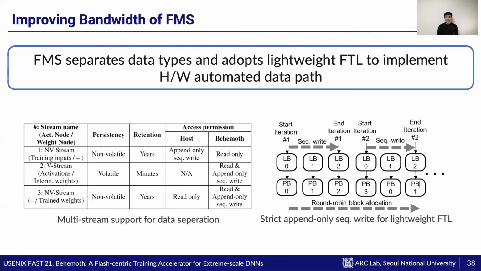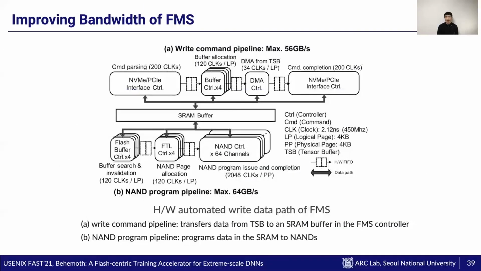Furthermore, as shown in the figure, FMS only allows strict append-only sequential writes so that the FTL is very lightweight, and the GC function can be removed and the wear-leveling function can be replaced by a simple round-robin flash allocator. As a result, the V-stream is fully managed by hardware logic, and this FMS can sustain over 15 GB per second throughput by removing the firmware bottleneck.